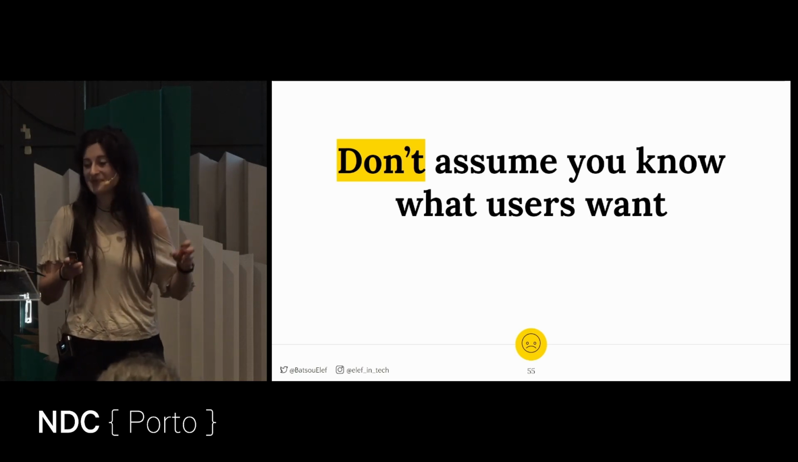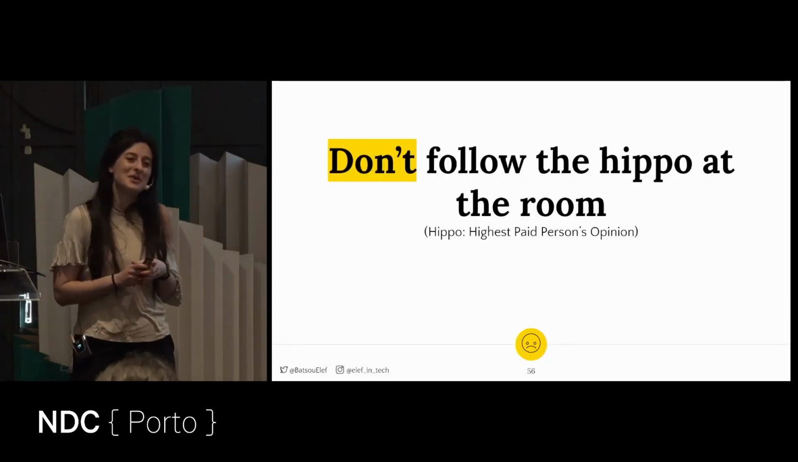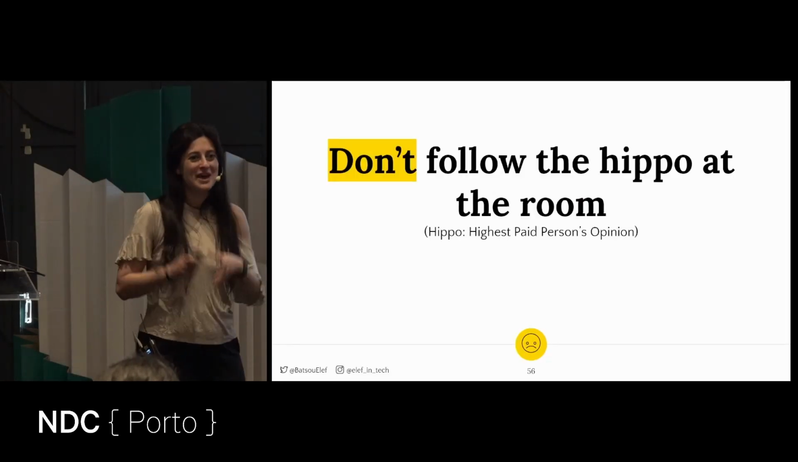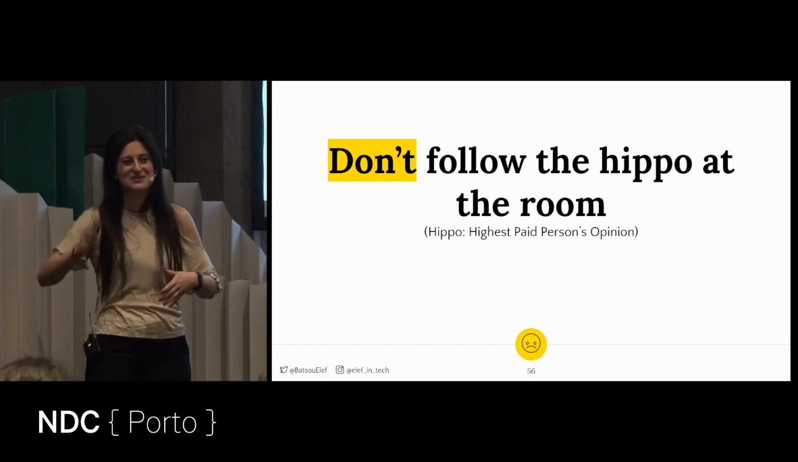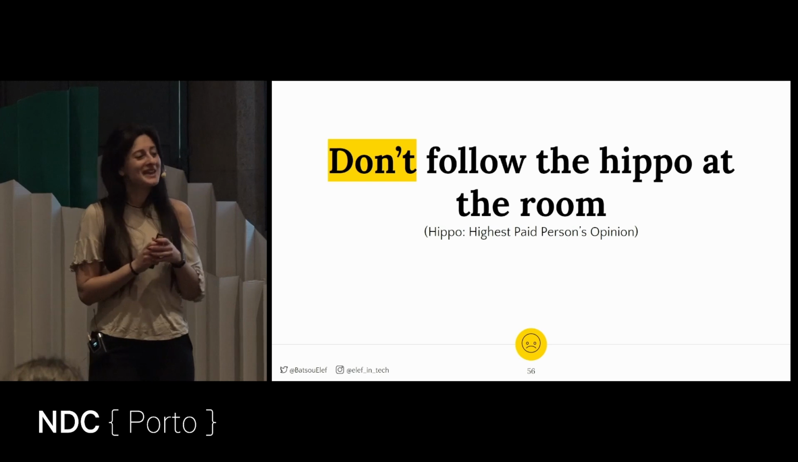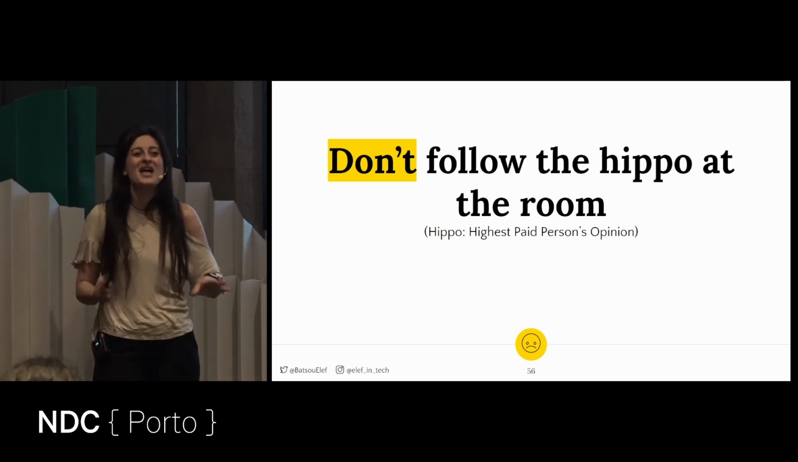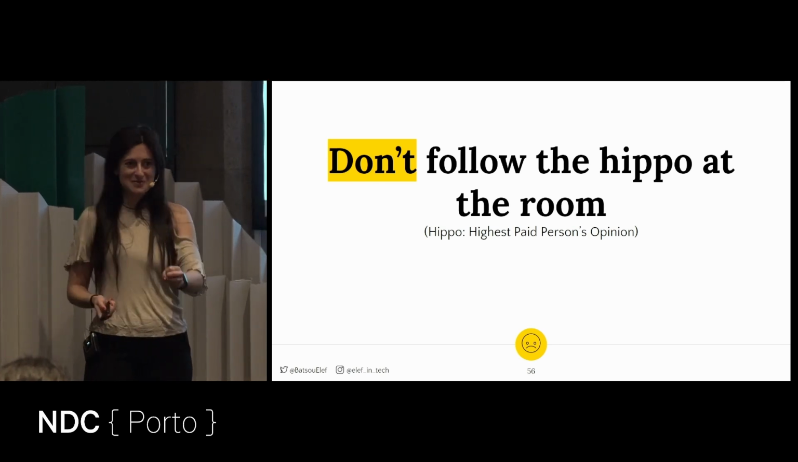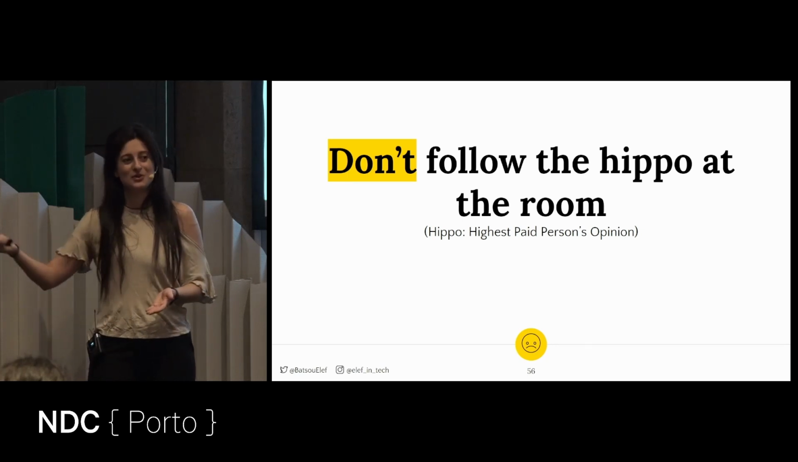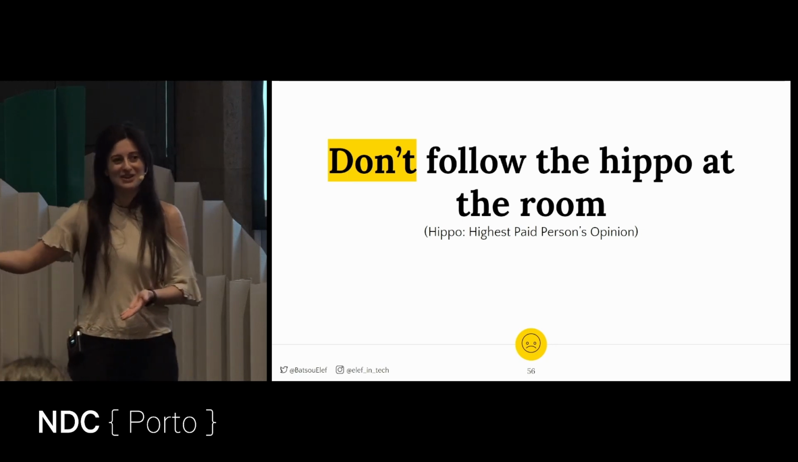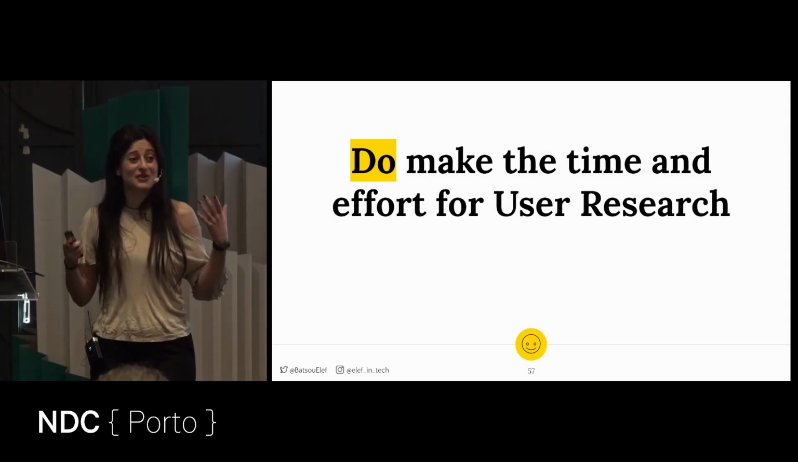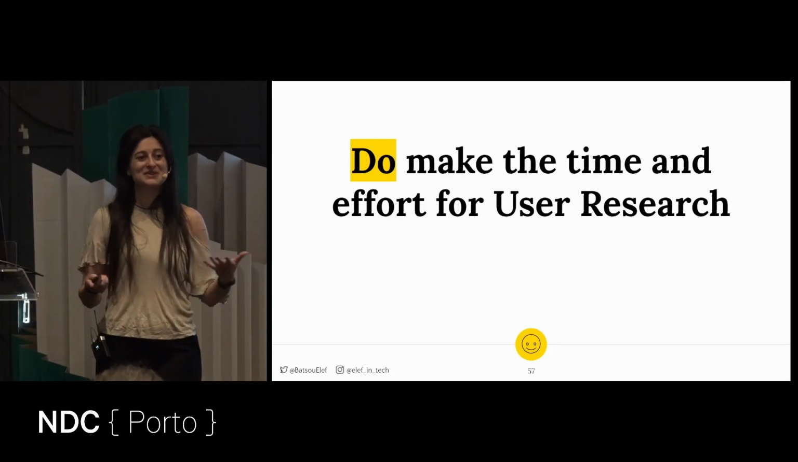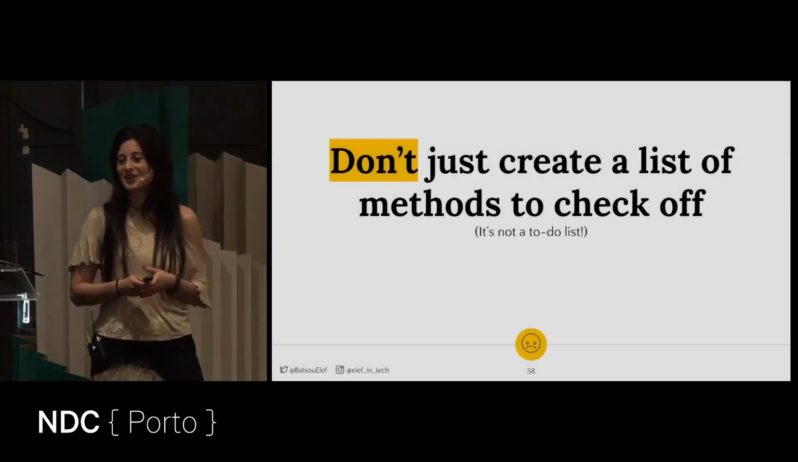It's really important. Don't follow the HIPPO in the room, and the HIPPO stands for the highest paid person's opinion. Sometimes in meetings, we have our managers, we have the CEO, CTO, and we will say, yeah, that's nice. But no, it's not. Just say something, because eventually you will help your users and the product will be better in the long term. Do make the time and effort for user research, and I hope that with the tips that you saw today, it will be a bit easier for you.